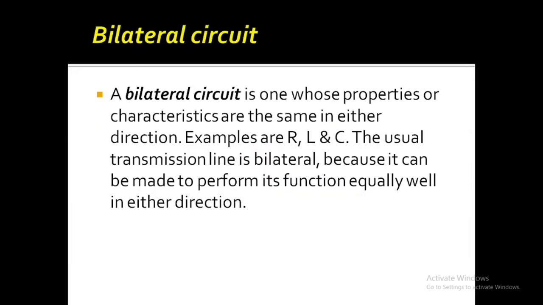Now, what do you mean by bilateral circuits? A bilateral circuit is one whose properties or characteristics are the same in either direction. Either current is flowing from positive to negative or negative to positive, in both cases the characteristics will be the same. Examples are resistor, inductor and capacitor. The usual transmission line is bilateral because it can be made to perform its function equally well in either direction.